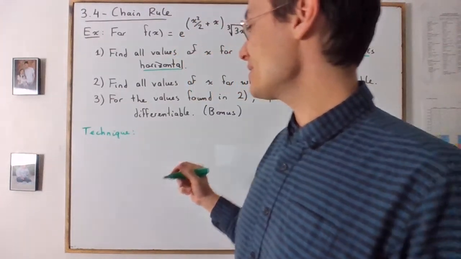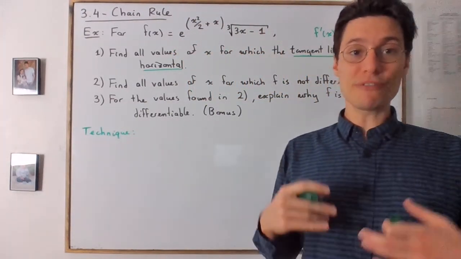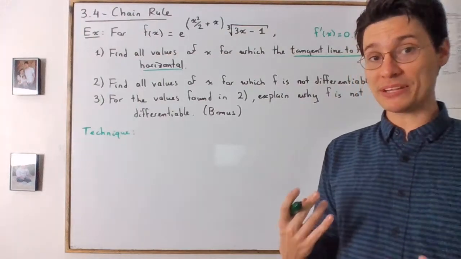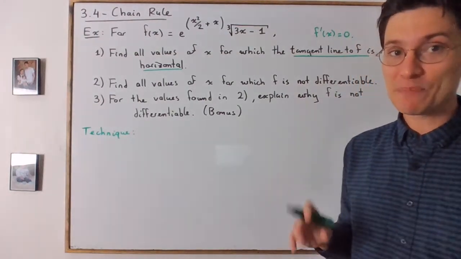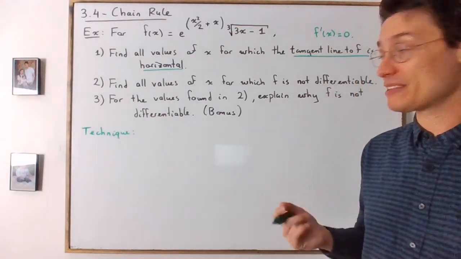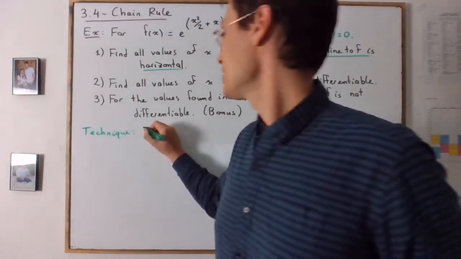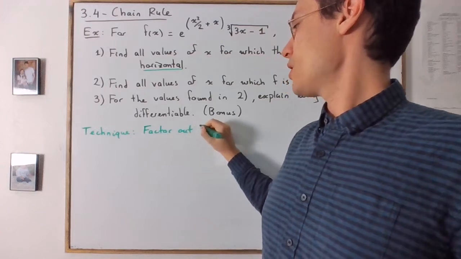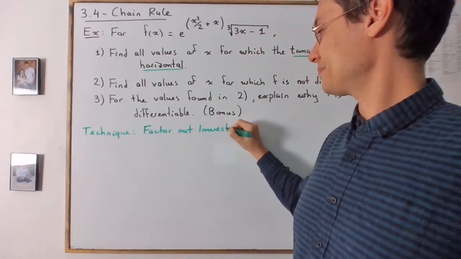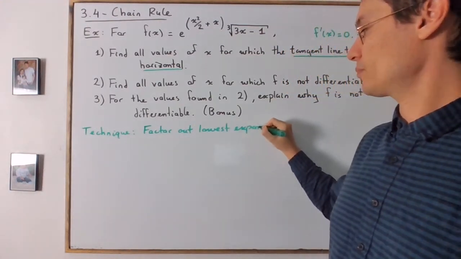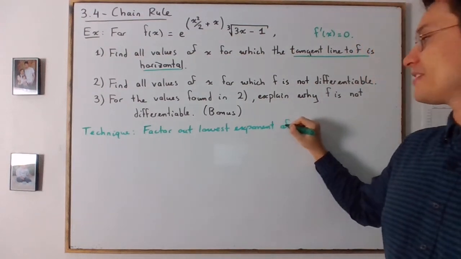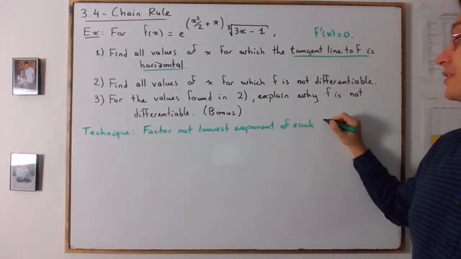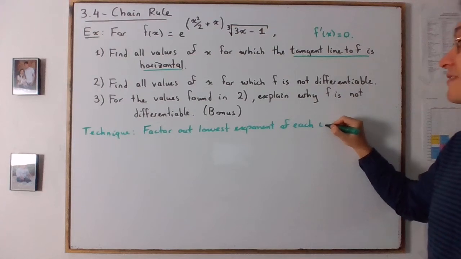Okay? And this technique pretty much tells you to factor the lowest exponent of each bracket, even if that exponent is negative. That's the one you want to factor. So factor out the lowest exponent of each common factor.